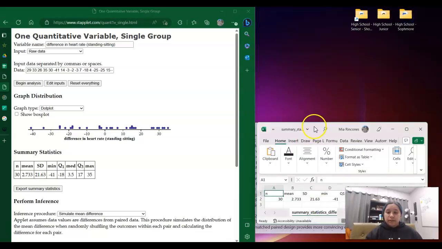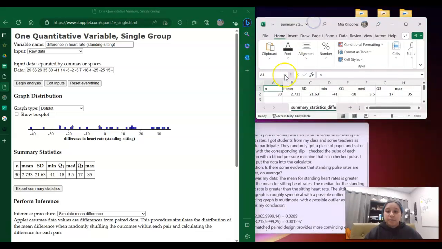So let me actually pull that up. Our n is 30. I did want to keep this at approximately normal when we do the state, plan, do, and conclude. And when we actually do the state, plan, do, and conclude, we would do the mu of diff, because for each person, you're going to subtract the standing minus sitting value for the heart rate.